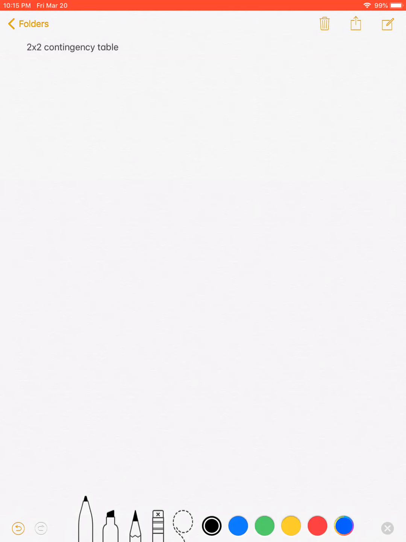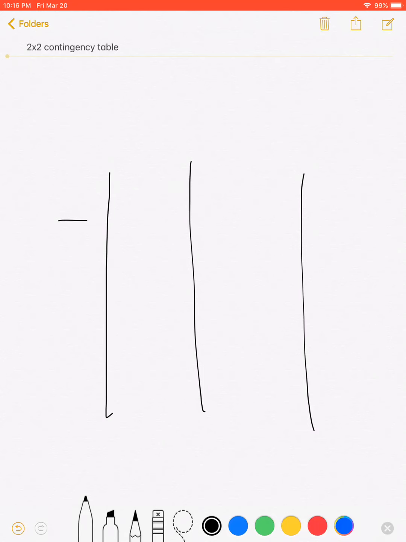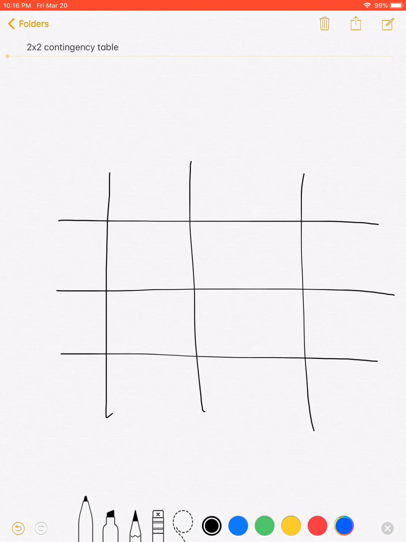So let's talk about the 2x2 contingency table, and you'll see it completed on the next slide, but I think it's helpful to see how it's designed and written out and how you make one first. So the very first thing we do when we make our 2x2 table is we make 3 vertical lines and then 3 horizontal lines. And each one of these boxes has a significance.